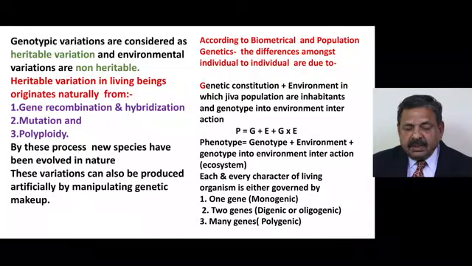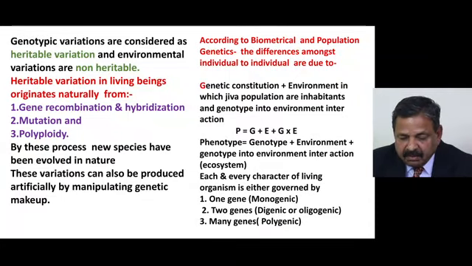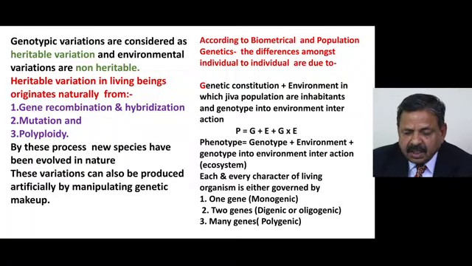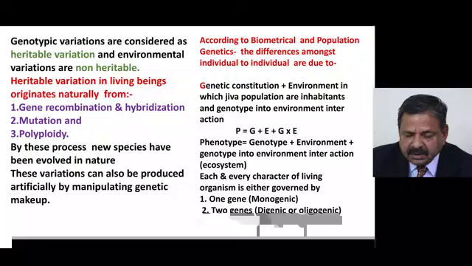Now you see that each and every character of a living organism is governed either by one gene, which we call a monogenic character; if governed by two genes, it is called a digenic or oligogenic character; or if governed by many genes, it is called a polygenic character. So these are some of the genetic terms. I am not going to explain these things in detail.